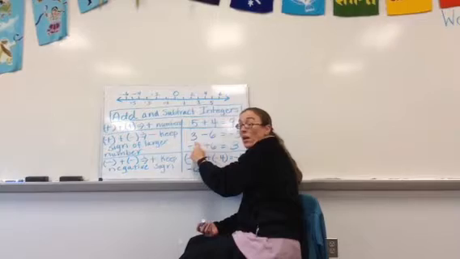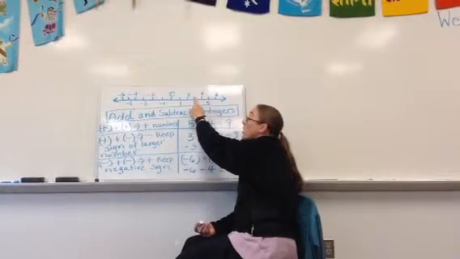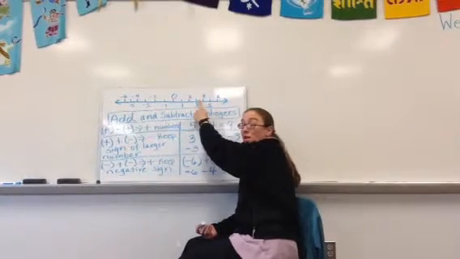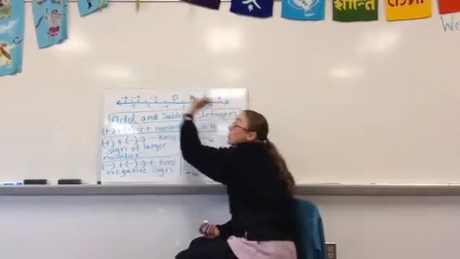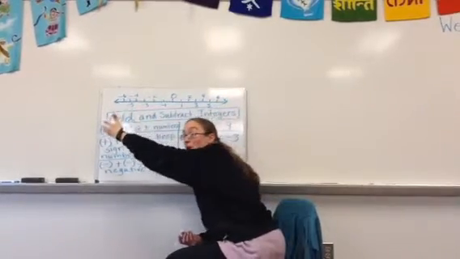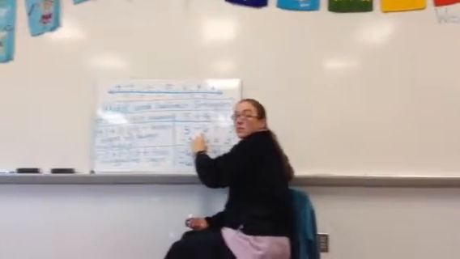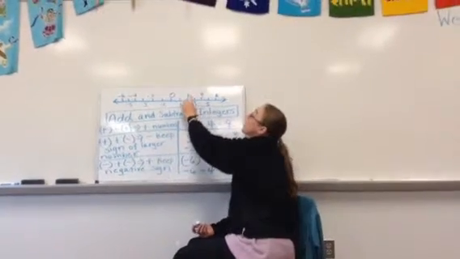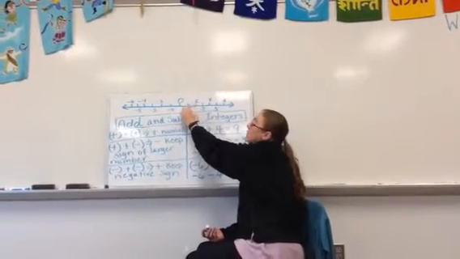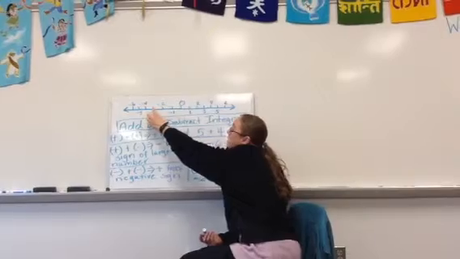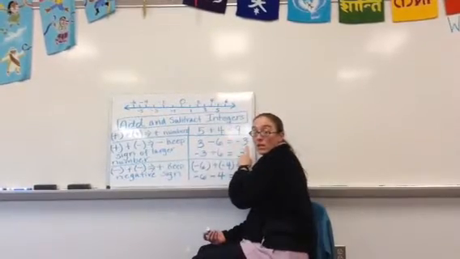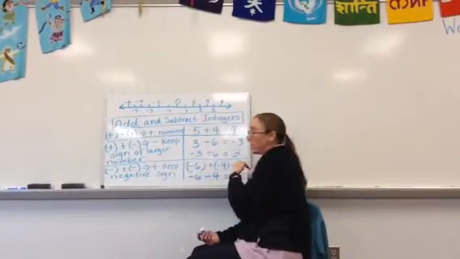Just like here, I start at positive 3, and I move to the left. I move down the number line 6, which is why I said negative 6. Positive 3, 1, 2, 3, 4, 5, 6. Negative 3. That's how I got negative 3.